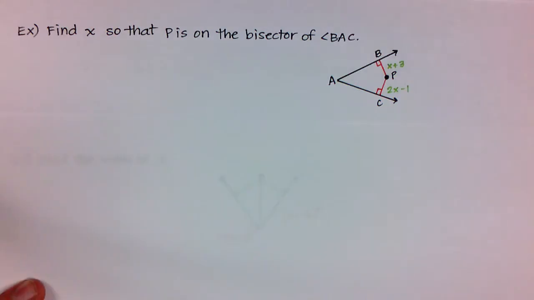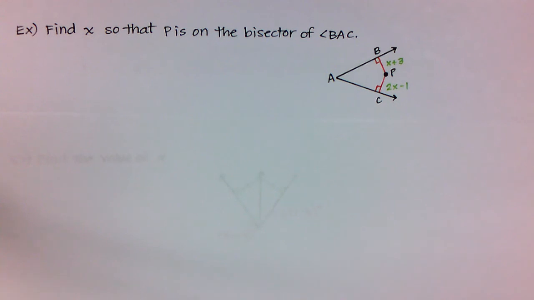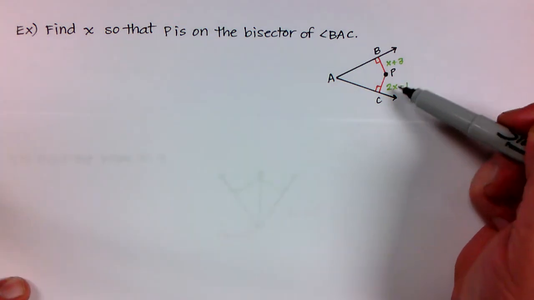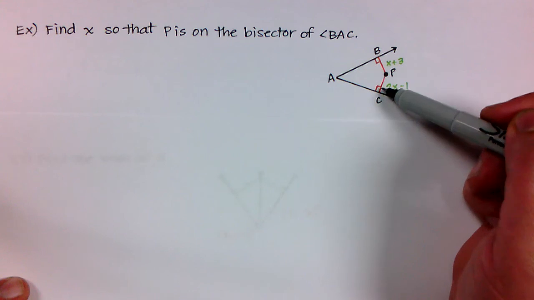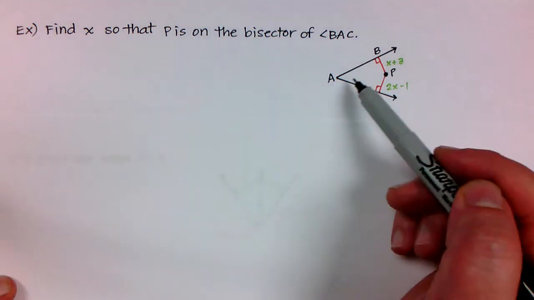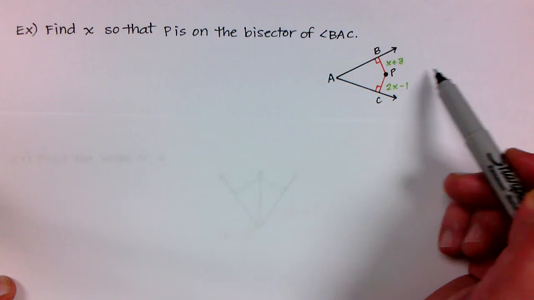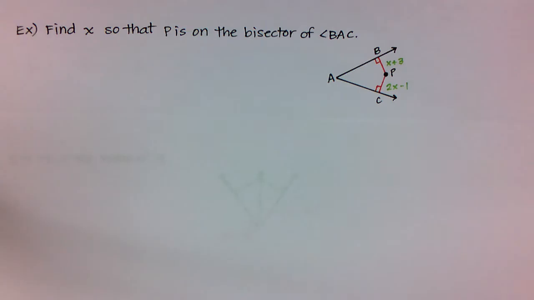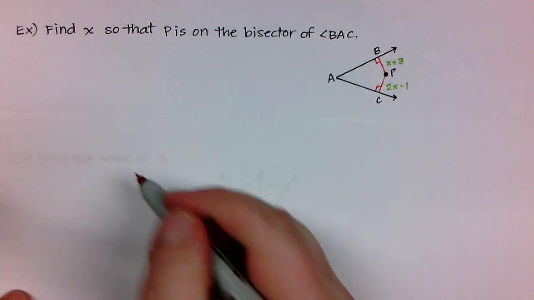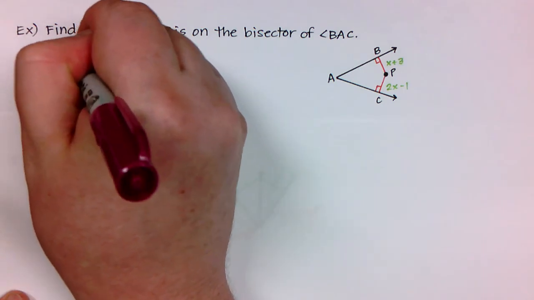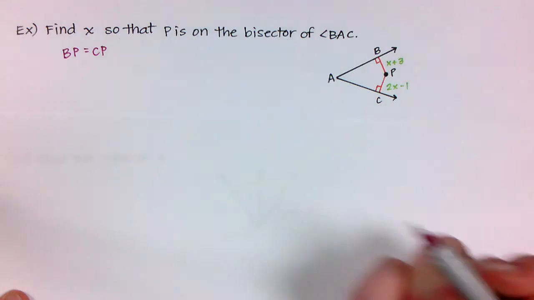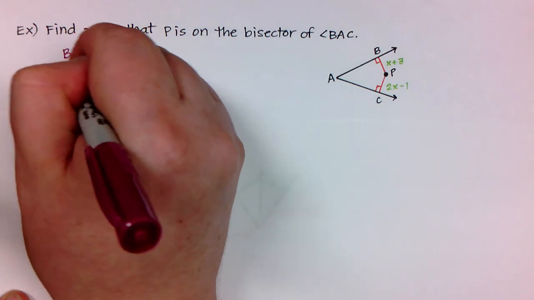Our first example is asking us to find x so that P is on the bisector of angle BAC. So using the converse that we just learned, let's find out what x would need to be so that both of these segments would be equal to one another, and therefore P would be on the bisector of angle BAC. So I'm wanting to prove that BP is equal to CP.